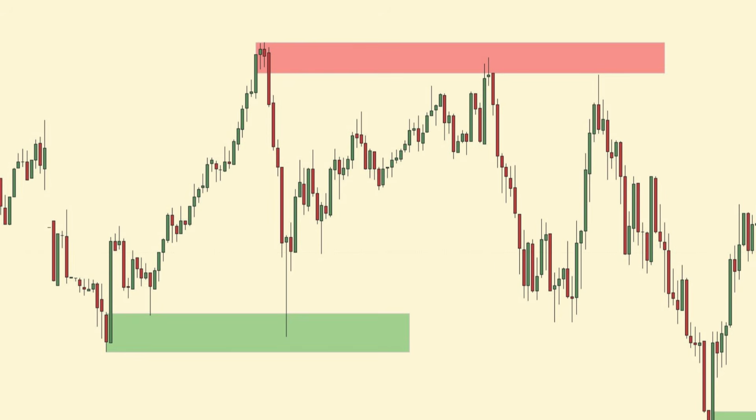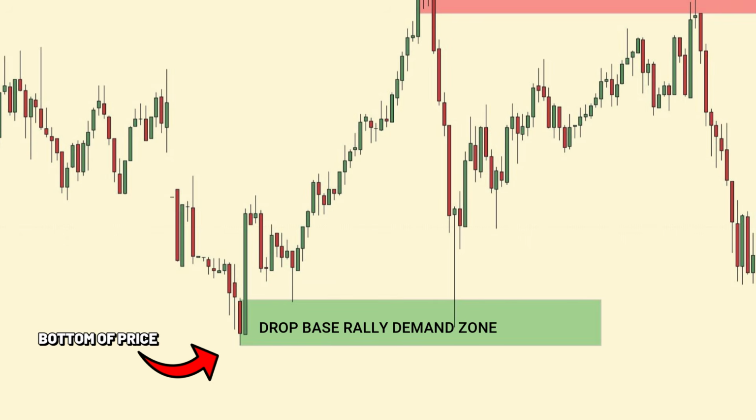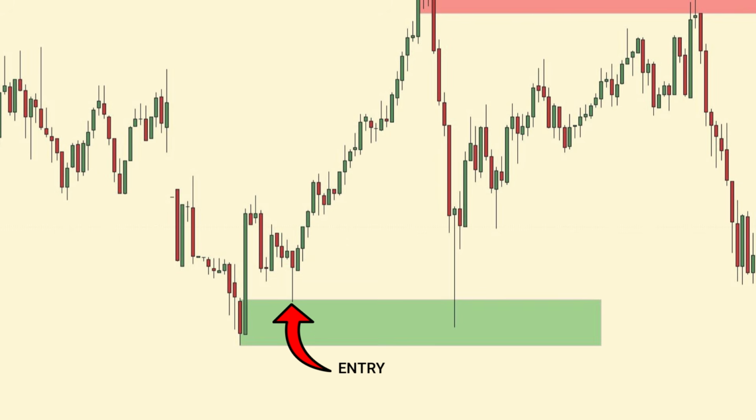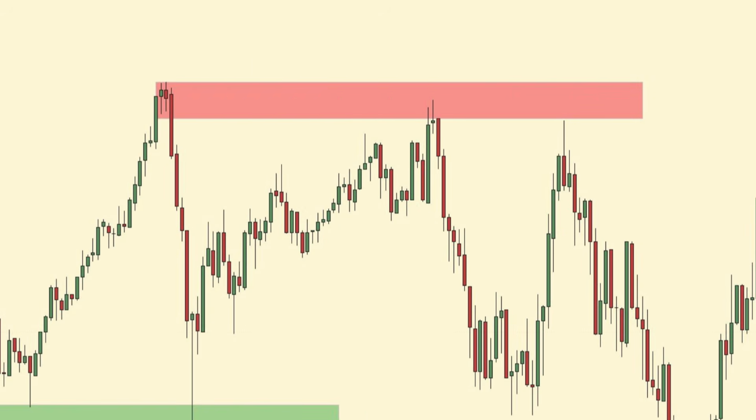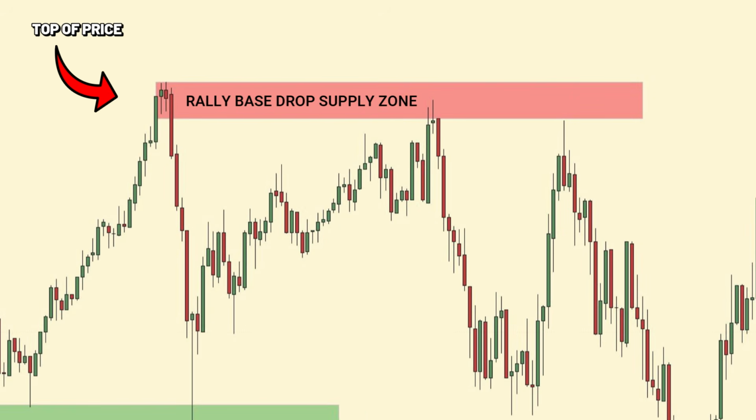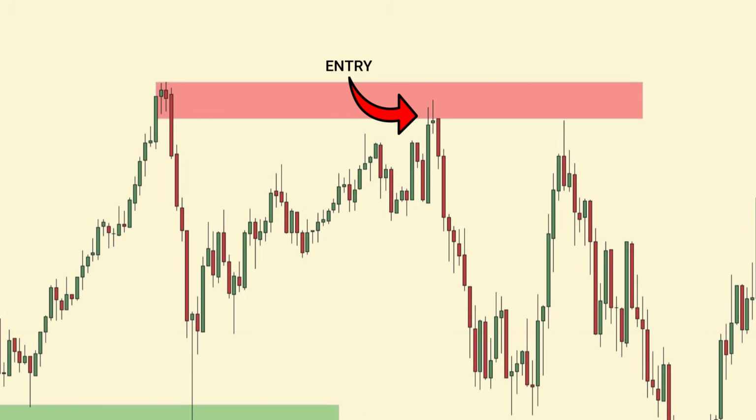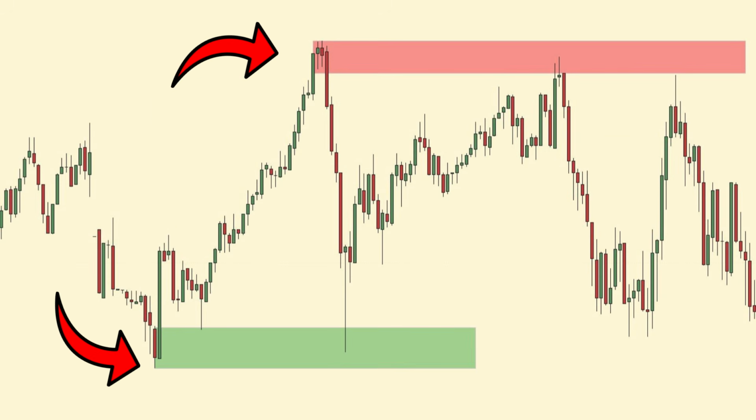So looking at a real chart here, you can see the PV zone at the bottom, the drop, base, rally zone with one single candle basing, beautiful trade off of that area of demand. And then at the top, we have our rally, base, drop with the two candle basing. What a trade from that zone as well. And notice how they are both at the tops and bottoms of price.